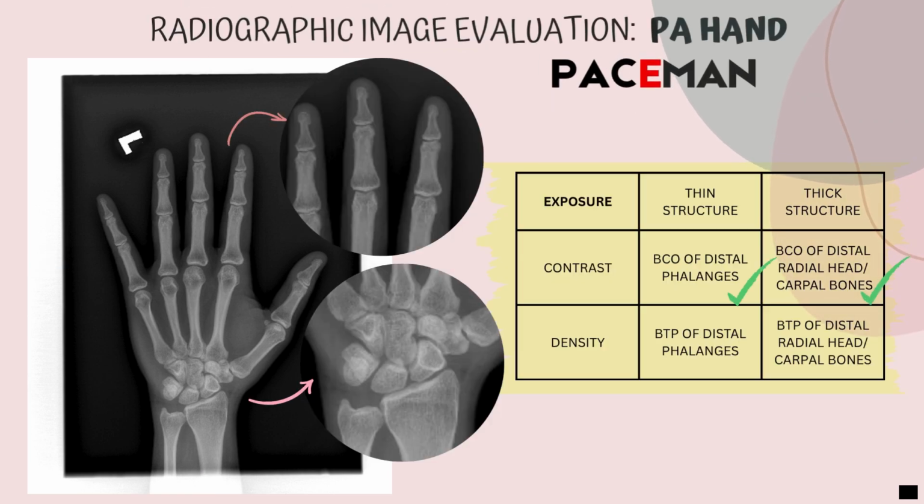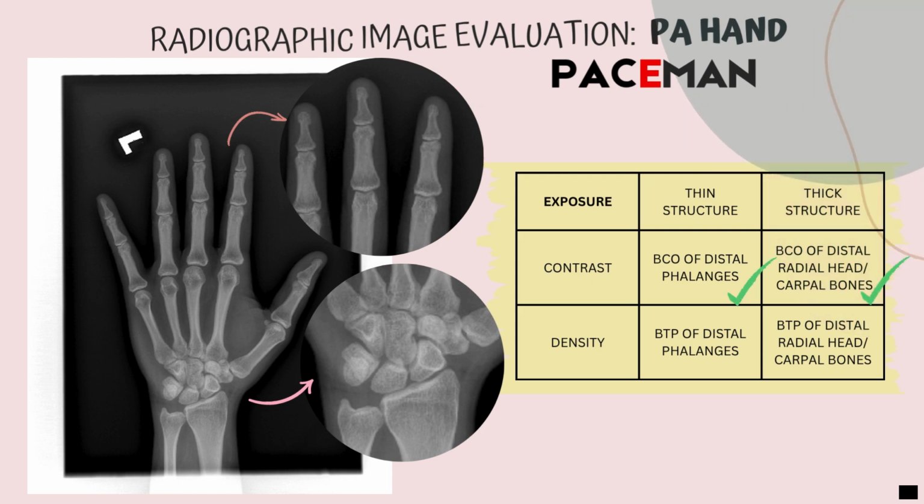Next criteria is the exposure factor. We evaluate the contrast and density of the image by looking at the bony cortical outline of the thin and thick structure. The thin structure for this radiograph is the bony cortical outline of the distal phalanges, which are visible, and also the thick structure, the bony cortical outline of the distal radial head and carpal bones are also visible. This indicates that the kVp used for this projection is adequate to demonstrate the structure.